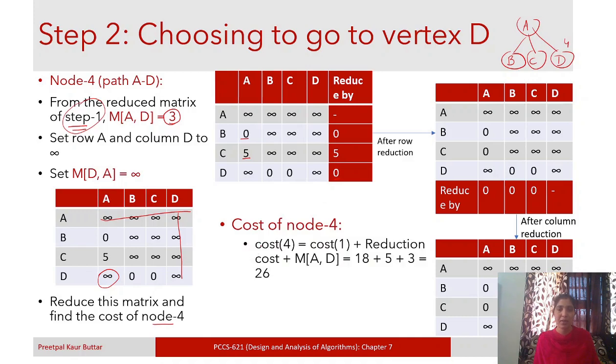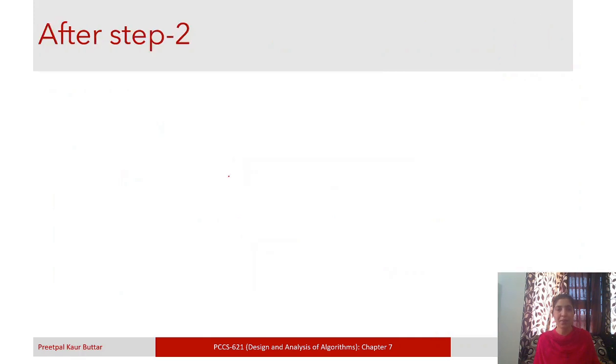This is the cost of node 1, this cost plus the reduction cost, that is 5, plus the cost of going from A to D, that is 3. So the total cost is 26, right? So we have executed step 2.